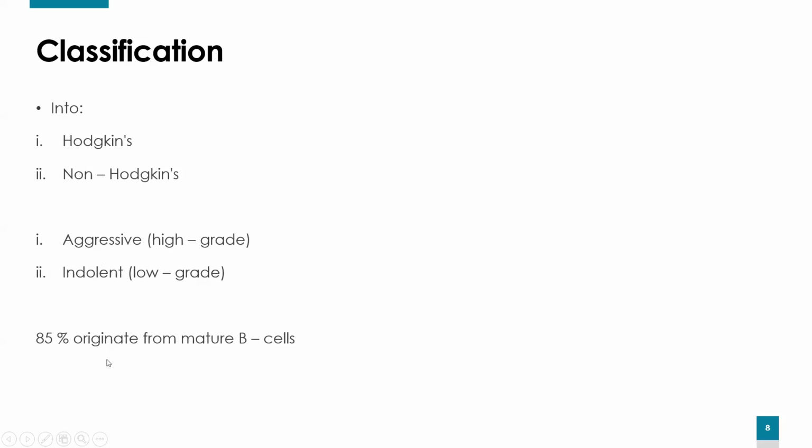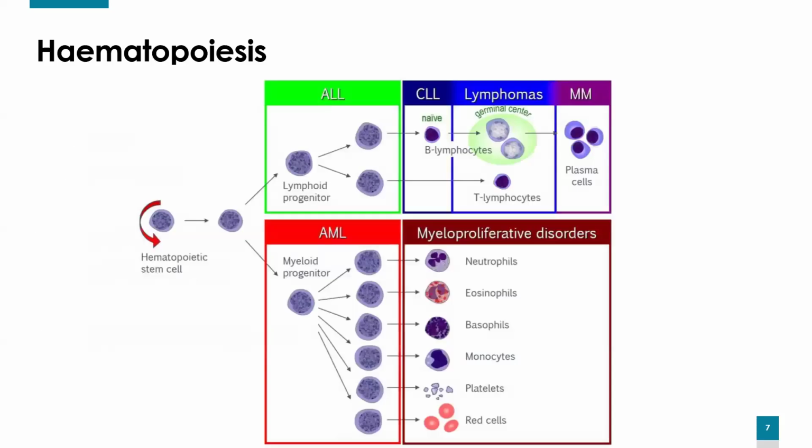So 85% of these lymphomas usually originate from mature B cells. We've seen that in the previous slide here. 85% of them originate from B cells.